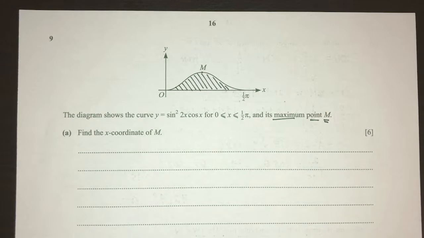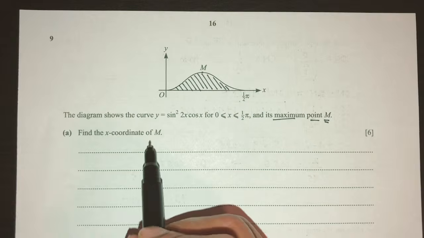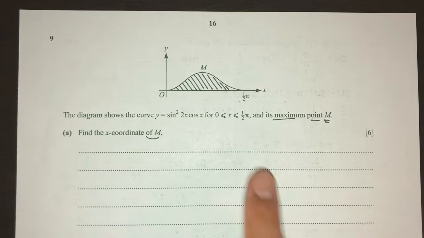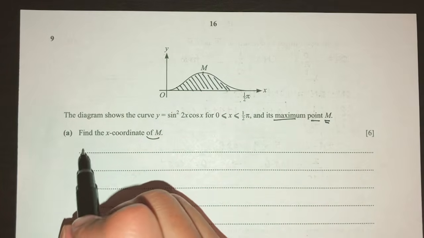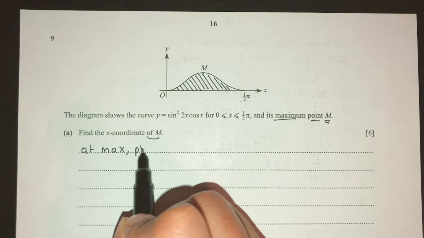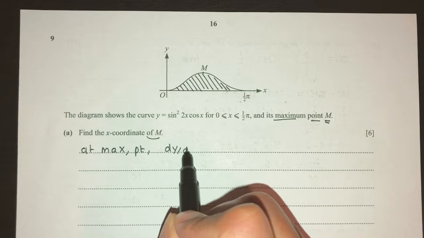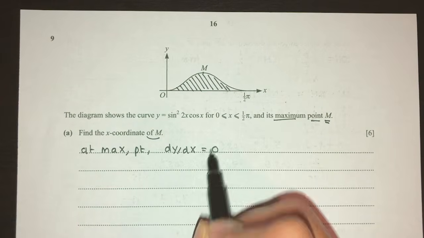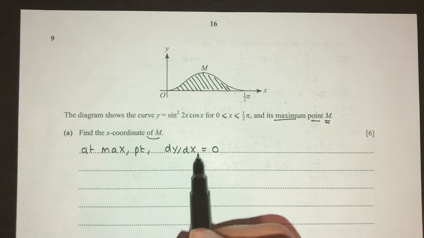Now part A, find the coordinates of M. So how can you find the coordinates of M? Because we know it is a maximum, we know this, right? At the max point, we know dy by dx has to be 0. So we have to find dy by dx.